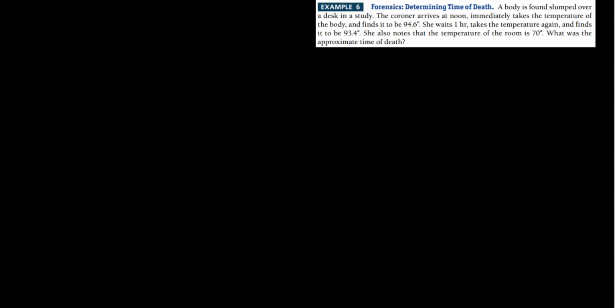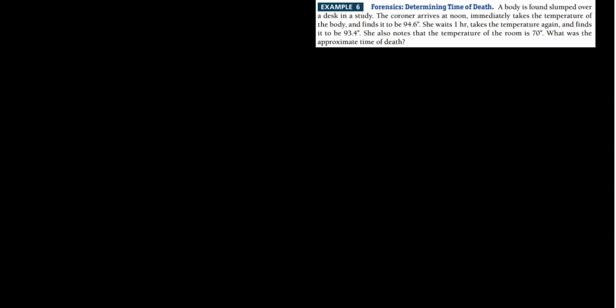Anyways, a body is found slumped over a desk in a study. The coroner arrives at noon, immediately takes the temperature of the body, and finds it to be 94.6 degrees. She waits 1 hour, takes the temperature again, and finds it to be 93.4 degrees. She also notes that the temperature of the room is 70 degrees. What was the approximate time of death?